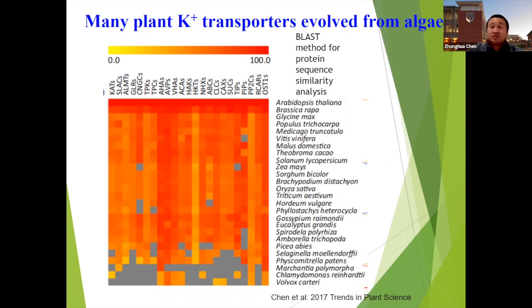Before we go through the molecular cloning and functional analysis, we first did a range of molecular evolutionary analyses. So we used the BLAST method and the HMMER method to do protein sequence similarity analysis. We found that many of those potassium transporters, including the KAT or AKT, the same shaker type channels, may have evolved from algae, either streptophyte algae or chlorophyte algae. Those are large groups of algae, and those green algae are the ancestors of the current land plants.